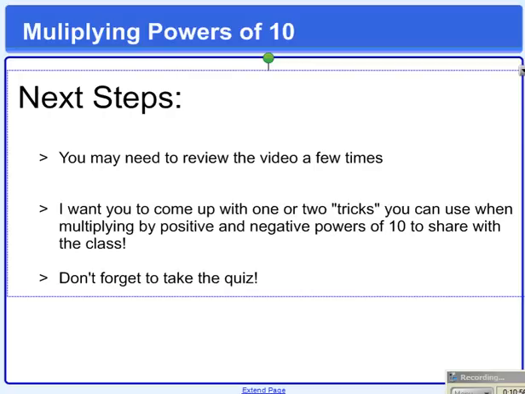And what you need to do is this. You might need to review the video a few times if you have any questions. What I want you to do is come up with 1 or 2 tricks you can use when multiplying positive and negative powers of 10 to share with the class. And don't forget to take the quiz.